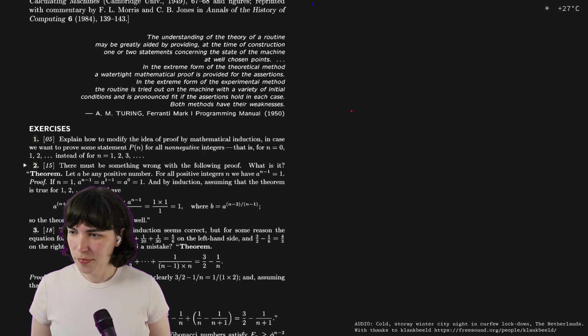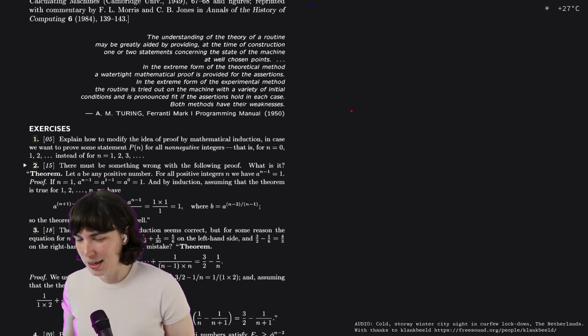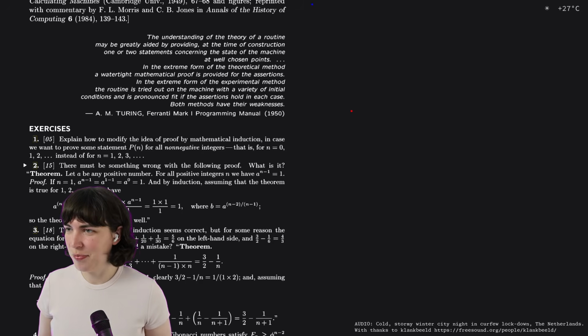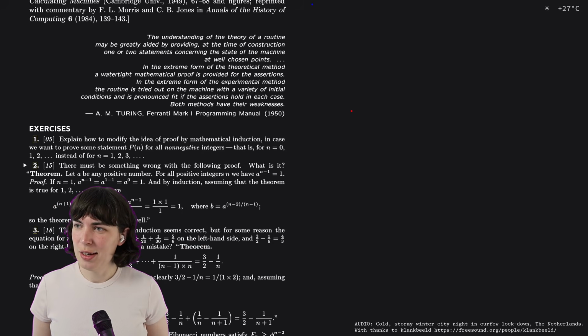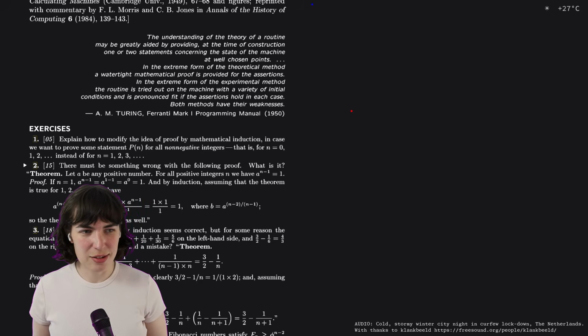Okay. Now, I'm going to take a short break, and I'll be back in a couple of minutes. I was, of course, going to do these exercises, see how many I can get through. Until then, enjoy some space.